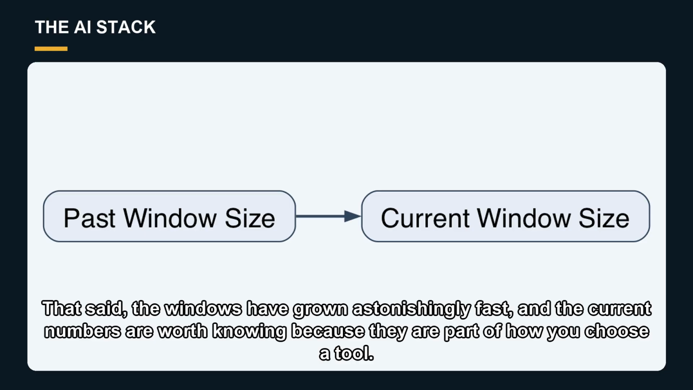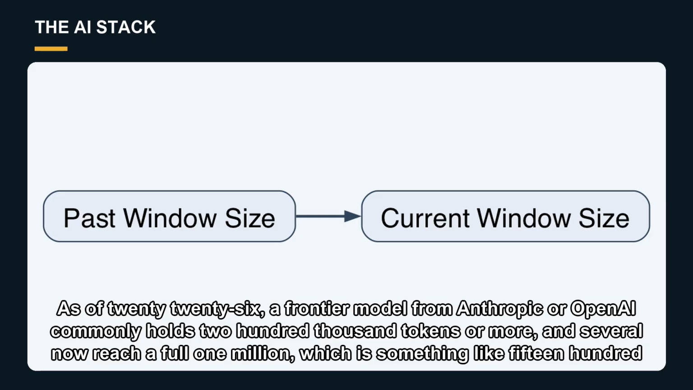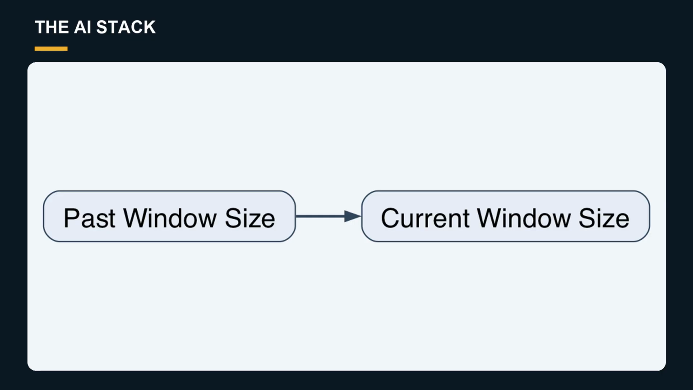That said, the windows have grown astonishingly fast, and the current numbers are worth knowing because they are part of how you choose a tool. Just a few years ago, a typical window was a few thousand tokens, barely a few pages. As of 2026, a frontier model from Anthropic or OpenAI commonly holds 200,000 tokens or more, and several now reach a full 1 million, which is something like 1,500 pages of text in one shot.